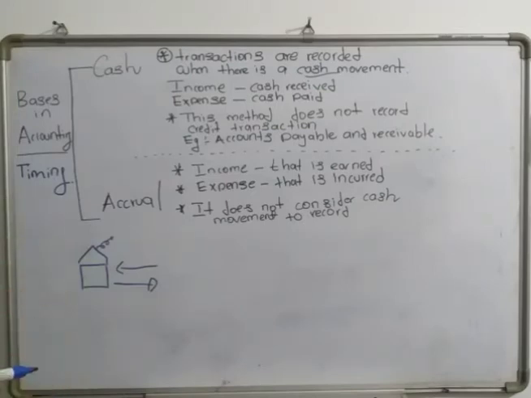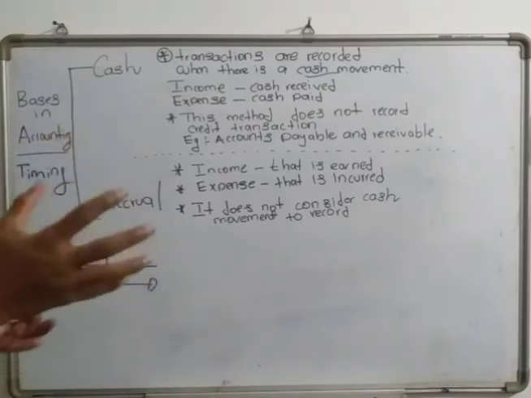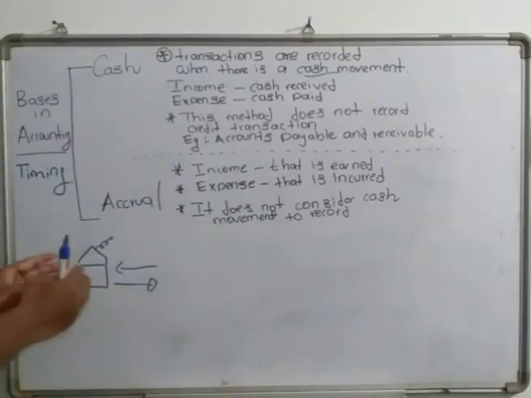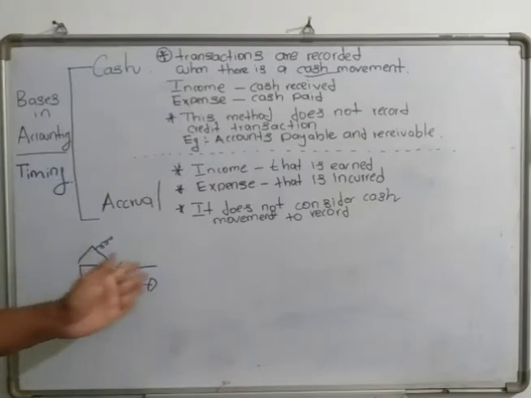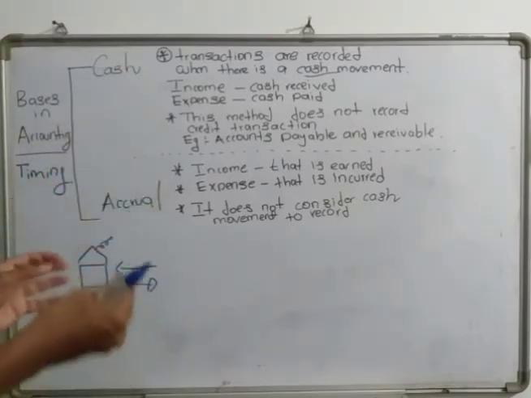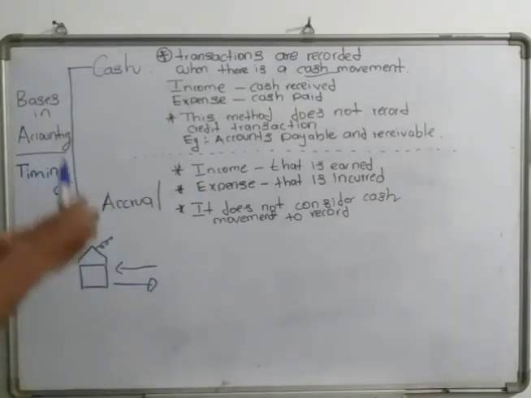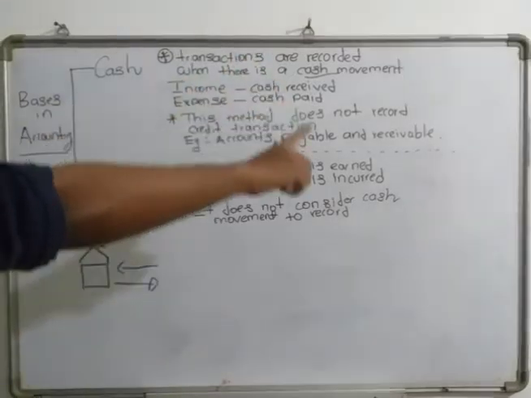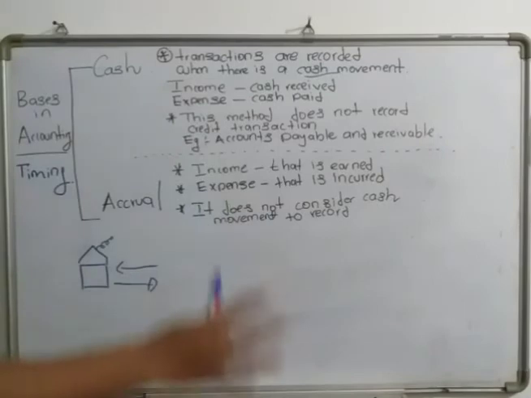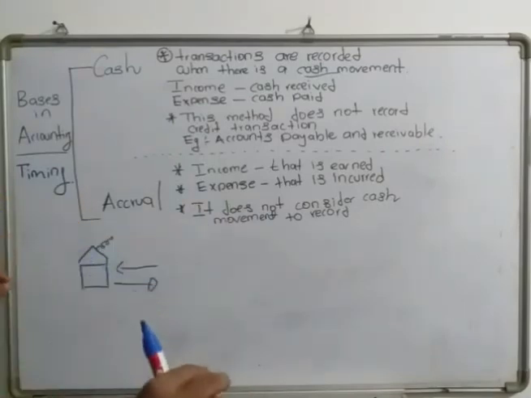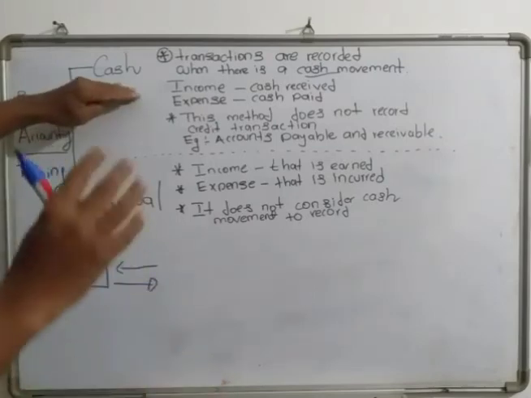In order to record an expense in your books of account, you should have paid that cash. That cash should go out from your organization. To record an income, cash should come to your organization. To record an expense, cash should go from your organization. When there is a cash movement only, you will record the transaction. When there is no cash movement, no records. That is the cash basis.